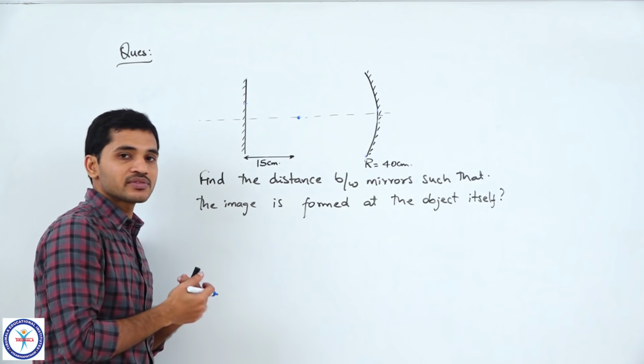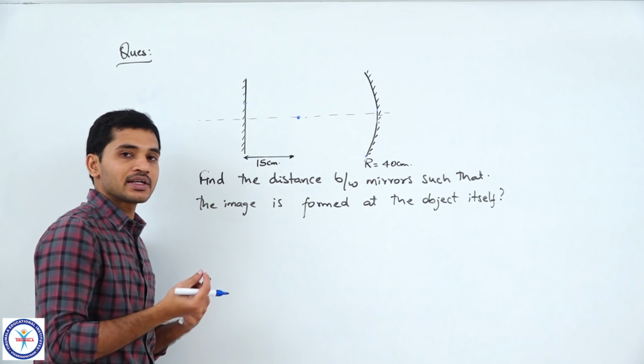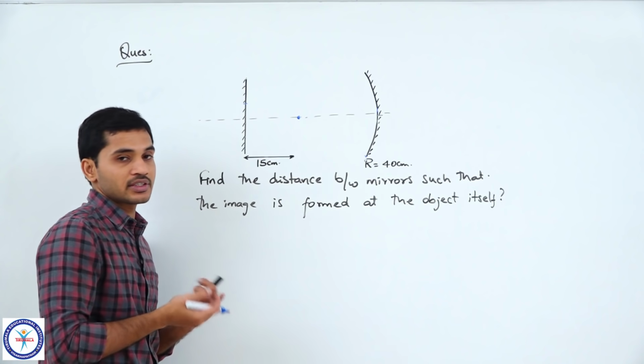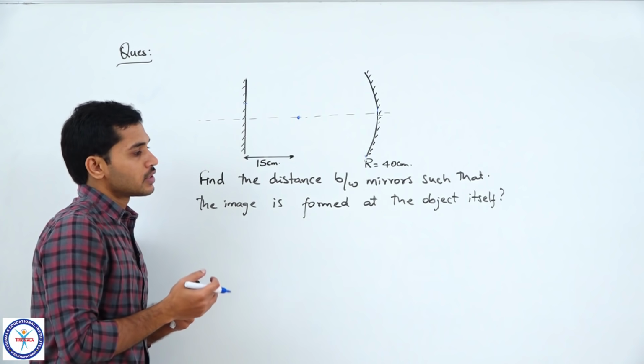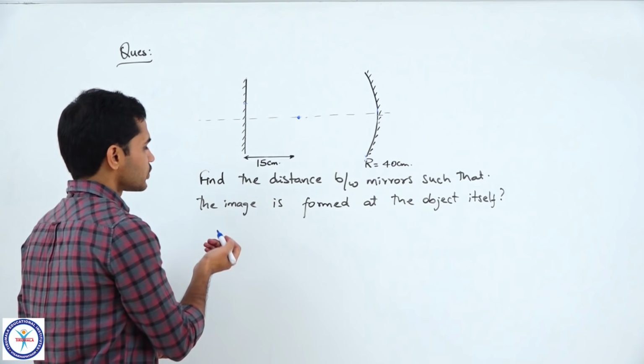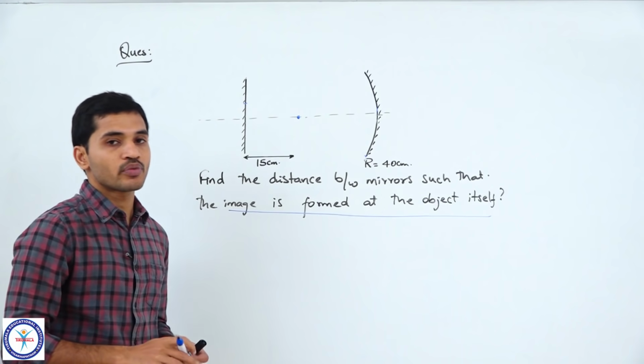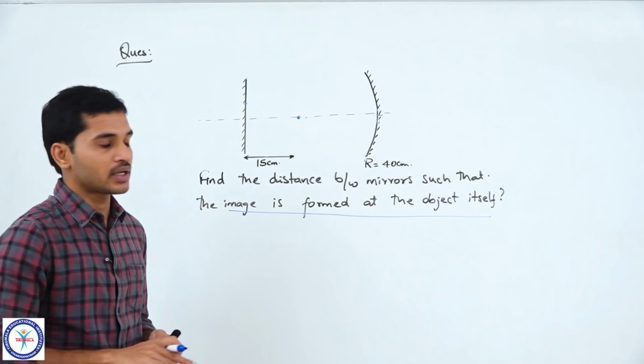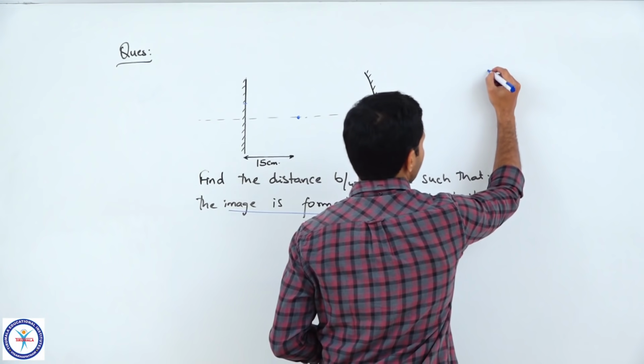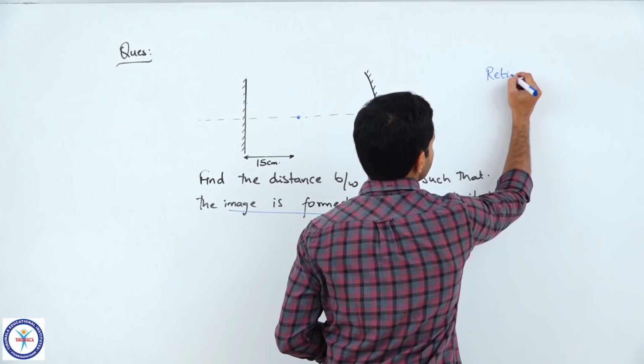There are many ways in which this can happen. I'll tell you one case where this might be possible. Whenever you see the image is formed at the object itself, there is one important thing which should come into your mind, and that concept is what we call retraceability.